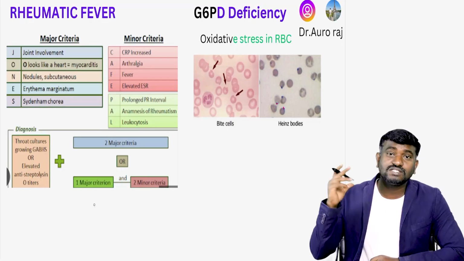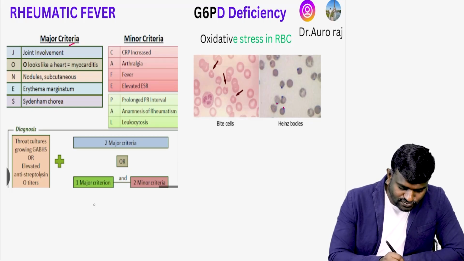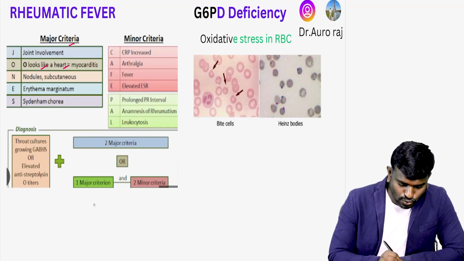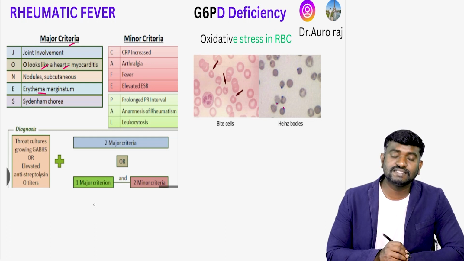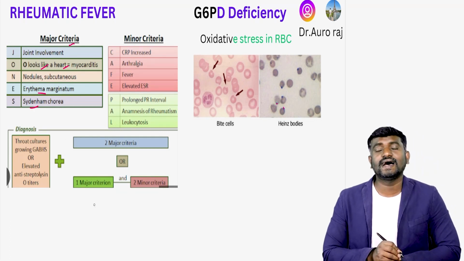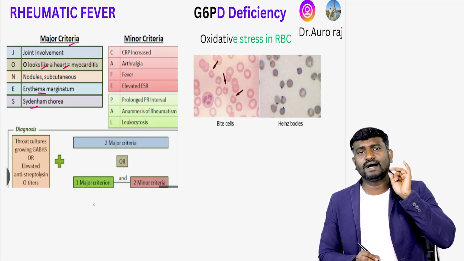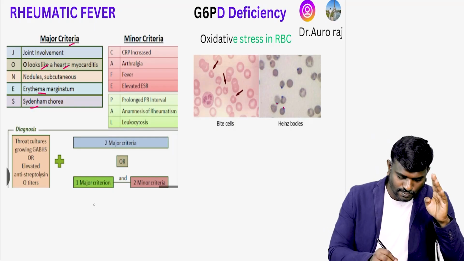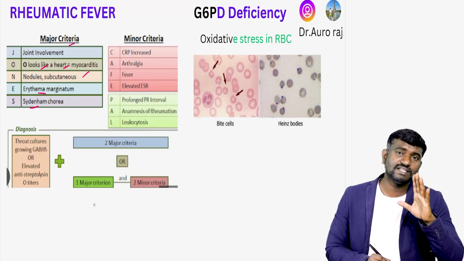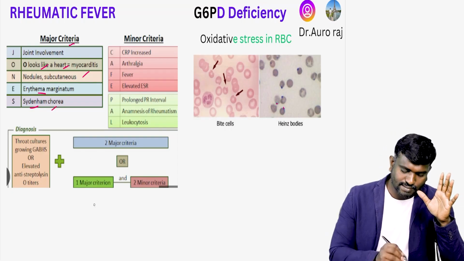Let's go. Jones, J for joint movement. O is for only heart. N is for nodules. E is for erythema marginatum. S is for Sydenham chorea. Let's revise once again. Jones, J for joints. O for only heart. N is for nodules or subcutaneous. E is for erythema marginatum and S is for Sydenham chorea.